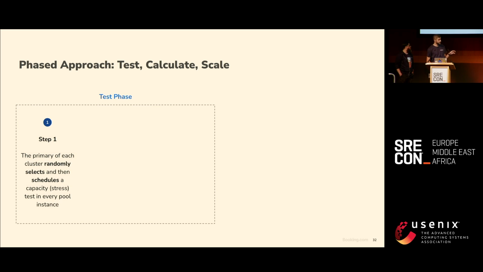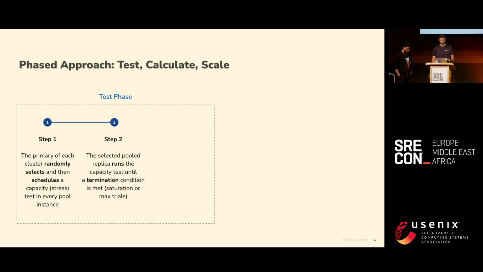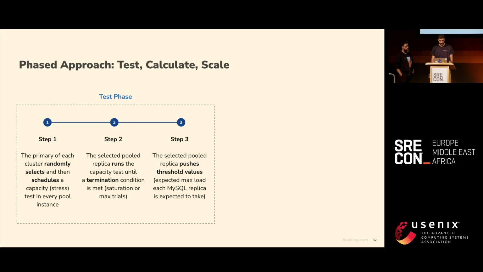So the primary of each cluster randomly selects a MySQL replica in each one of the 3 regions and schedules a capacity or stress test. Then the selected pool replica runs the capacity test until a termination condition is met, which means either when saturation was detected in the box or when the maximum number of trials was reached. Then, once the capacity test finishes, the pool replica that was selected to run the capacity test pushes threshold values for the 3 metrics that we saw before and stores them in Graphite. And this indicates the maximum load or capacity this MySQL replica is expected to take.